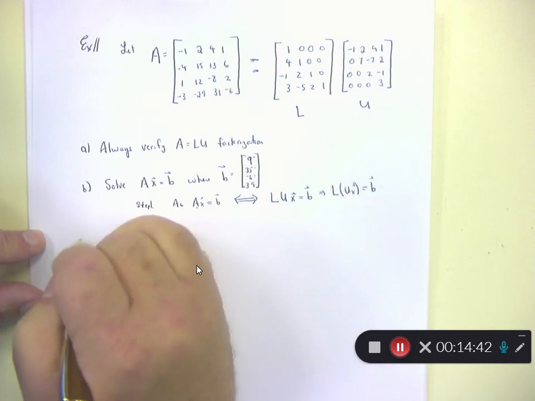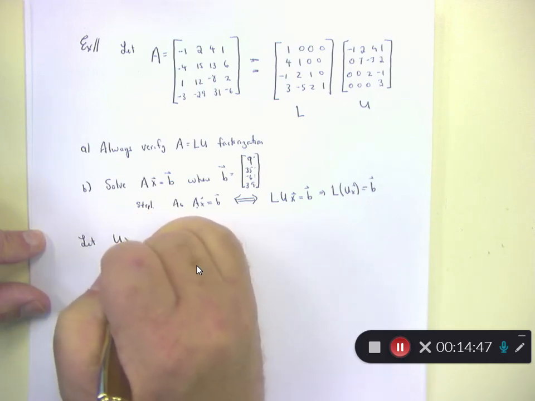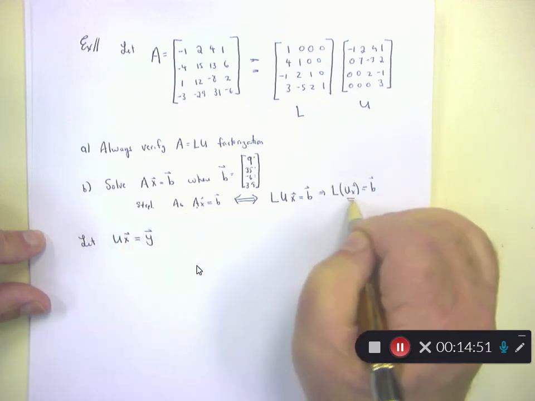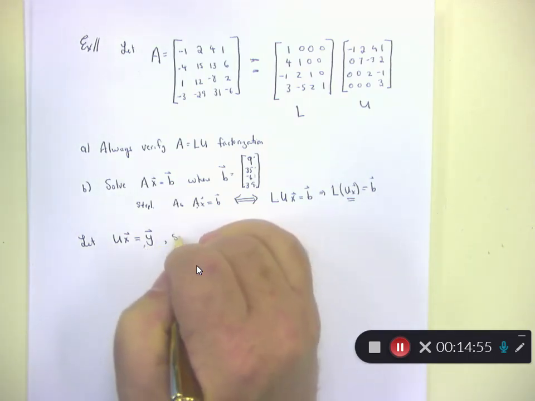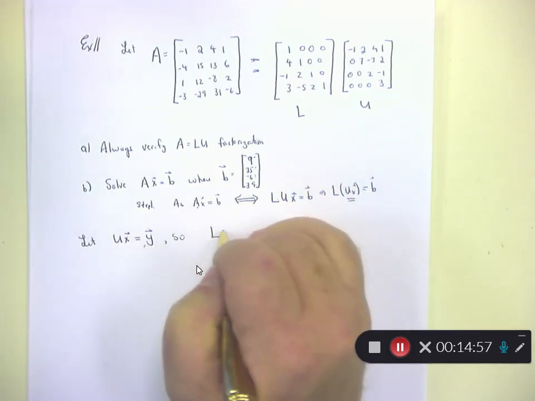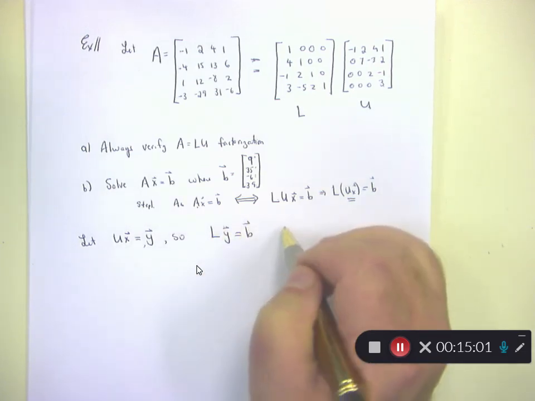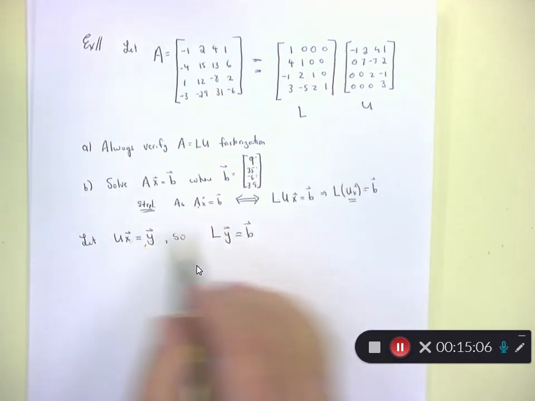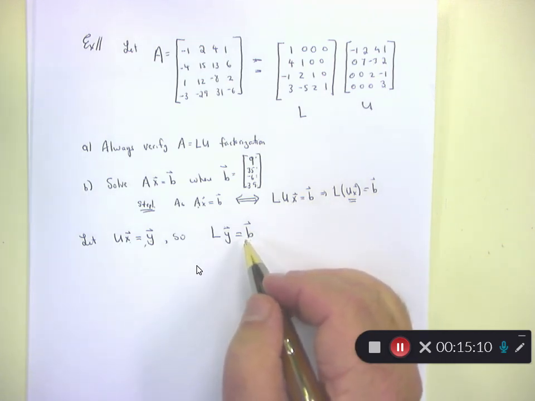And I'm going to let UX equal to Y. That guy right there, I'm going to set him equal to Y. So, I'll get L times the Y vector. This is part one, step one: I let Y equal UX, so this would give me L times Y equals B, and then I'm going to solve for Y.